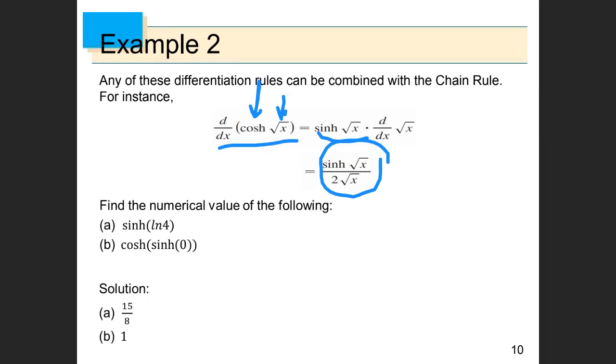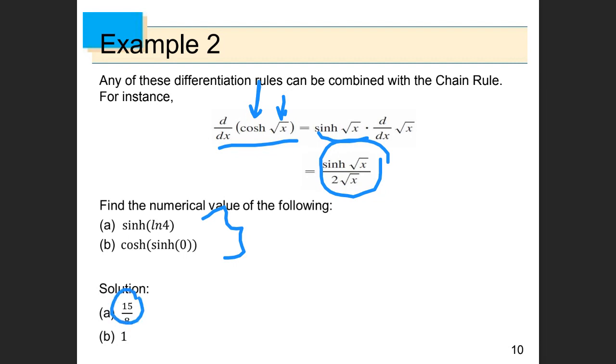Find the numerical value of the following. Guys, this example is a must. You must also know this kind of small example. They're very easy to evaluate, and usually I like asking this in my multiple choice. If I ask you for hyperbolic sine of ln of 4, I'm asking for the numerical value. So obviously you go to the definition of hyperbolic sine. You get e to the ln of 4 minus e to the minus ln of 4, over 2. Simplify that, and you end up with this.